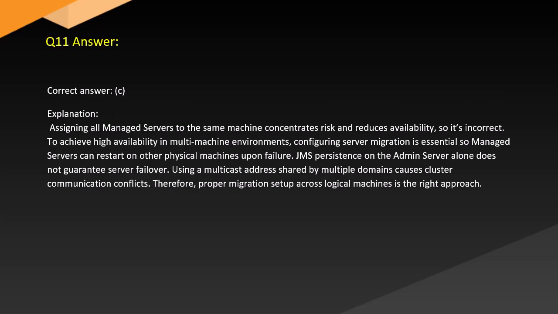Answer. Correct answer: C. Explanation. Assigning all managed servers to the same machine concentrates risk and reduces availability, so it's incorrect. To achieve high availability in multi-machine environments, configuring server migration is essential so managed servers can restart on other physical machines upon failure. JMS persistence on the admin server alone does not guarantee server failover. Using a multicast address shared by multiple domains causes cluster communication conflicts. Therefore, proper migration setup across logical machines is the right approach.